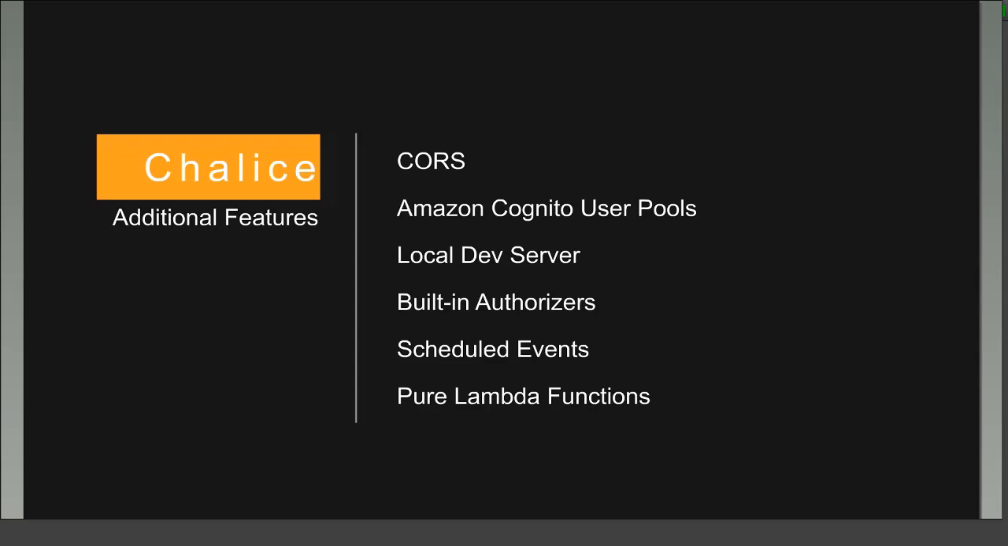There are a lot more features in Chalice we didn't have time to cover. Everything from user authentication to built-in authorizers, which lets you manage a Lambda function to do custom authorization, and Chalice manages all of the deployment for you. In addition to scheduled events, CORS, and a number of other things that we just don't have time to cover.